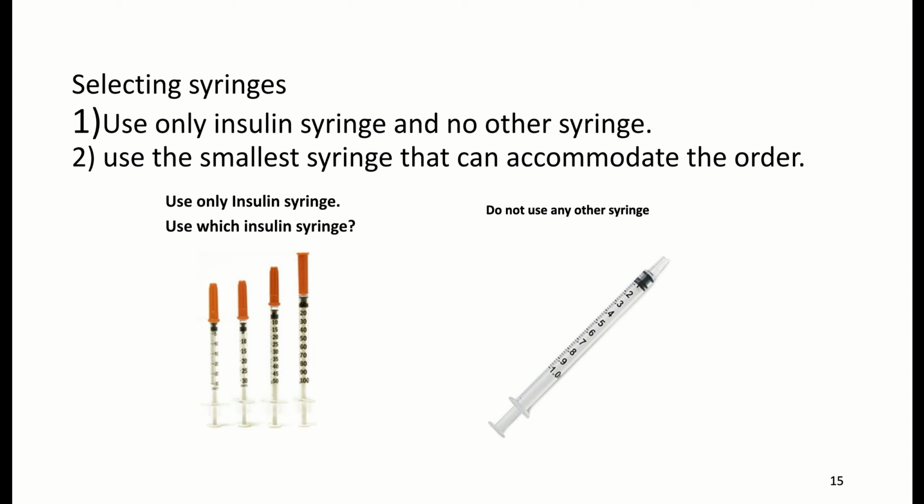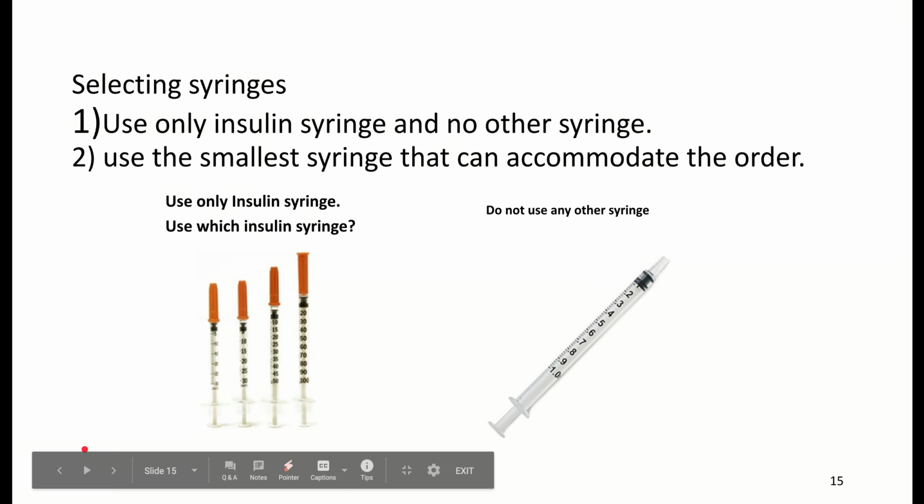How do you know that it is an insulin syringe? It says on the syringe, insulin, and also the calibration is in units. So you know that it's an insulin syringe if it says there insulin and the calibration is in units.